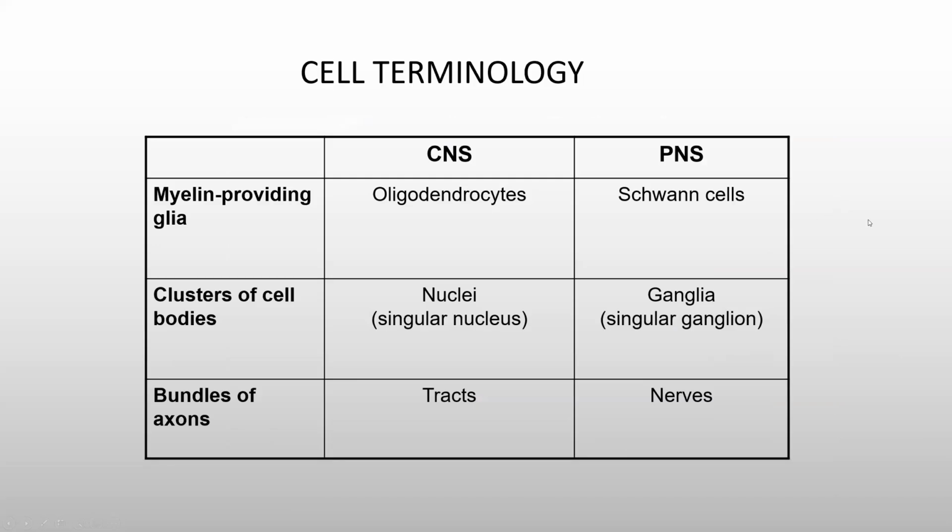Okay, some other cell terminology for you. Just wanted to put it all in one place. The myelin providing glia, okay, these are the ones we talked about. Just remember that oligodendrocytes are in the CNS, Schwann cells are in the PNS, and then also clusters of cell bodies are considered nuclei, okay, or a cell body would be nucleus, but the cluster of cell bodies would be nuclei. In the peripheral nervous system, a cluster of cells is what we call ganglia. Okay, so you'll see these terms used and they won't tell you per se which is which, you just have to know. And then bundles of axons are called tracts in the CNS, but nerves in the PNS.